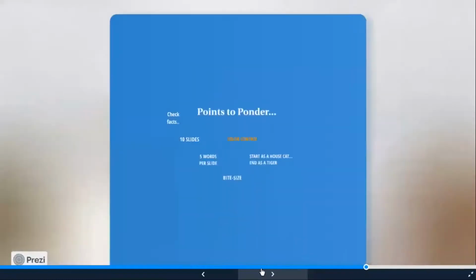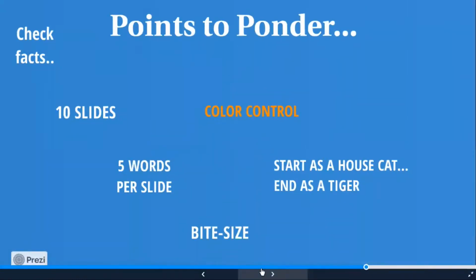Then a few more points to remember. Check the facts. Do not allow incorrect information to creep into a presentation, and check the spellings, please. I've seen a huge percentage of presentations where there were very silly errors in spelling. Let's not allow that to happen. 10 slides maximum, don't go above it.